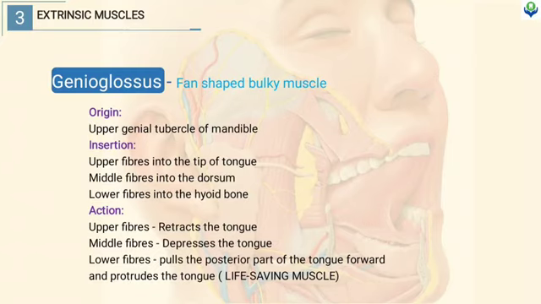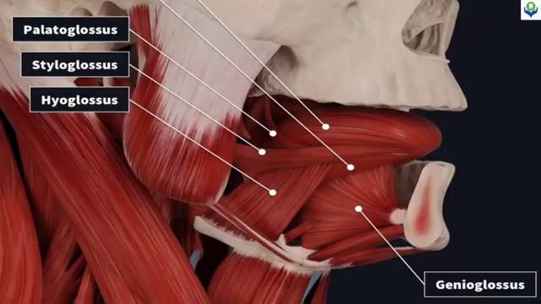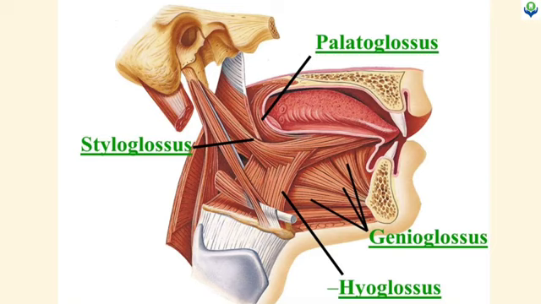The actions of each set of fibers are: the upper fibers retract the tongue, whereas the middle fibers depress the tongue. The lower fibers pull the posterior part of the tongue forward and protrude the tongue. Therefore, this muscle is called the life-saving muscle. So here is another picture depicting all the extrinsic muscles of the tongue.